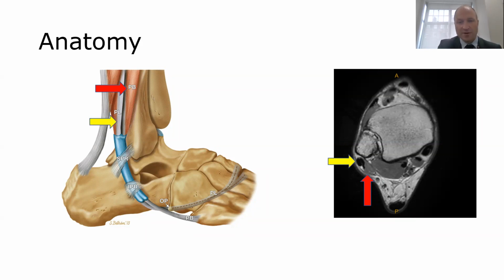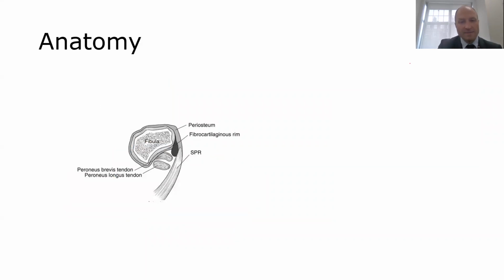So the peroneus longus is obviously more tubular and more tendon-like, and as you go distally in the ankle, the peroneus brevis tendon flattens out to lie anterior to the peroneus longus tendon in the fibular groove. Now, the fibular groove is quite an interesting space. It's very tight and it's very limited.